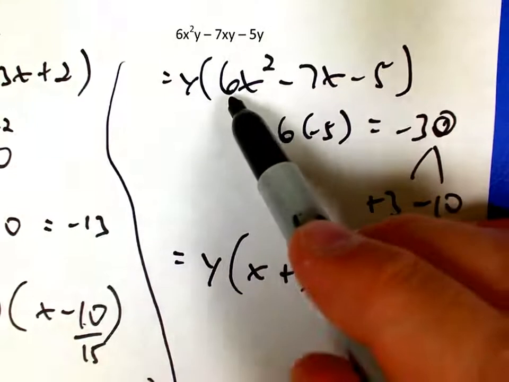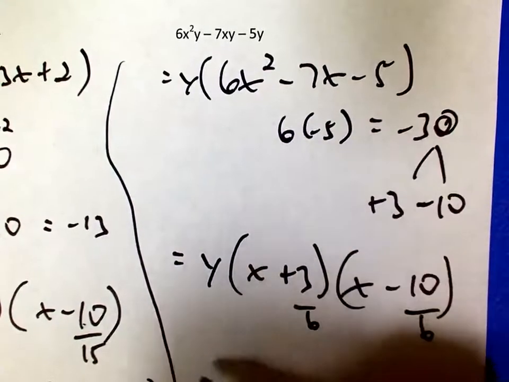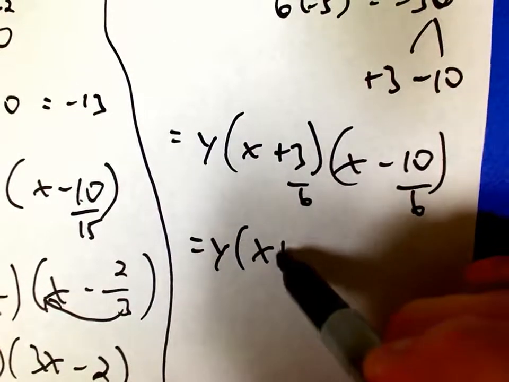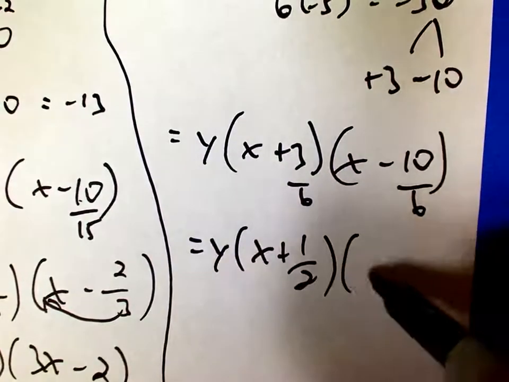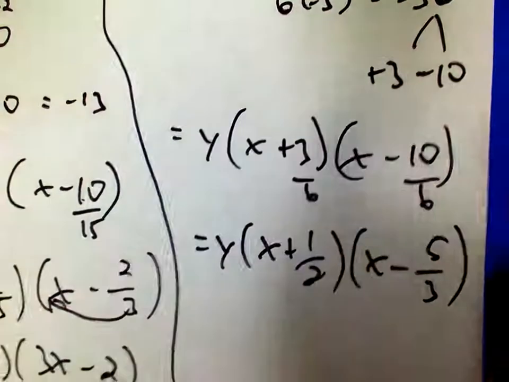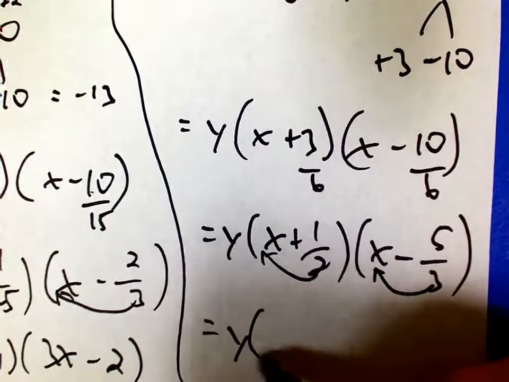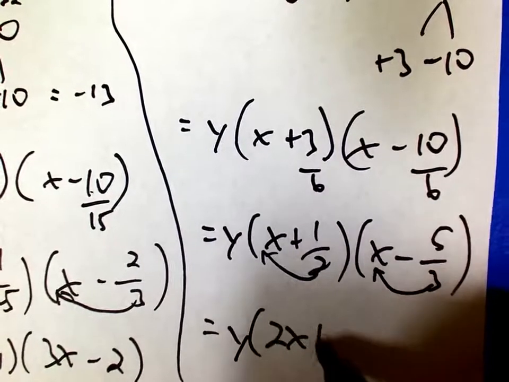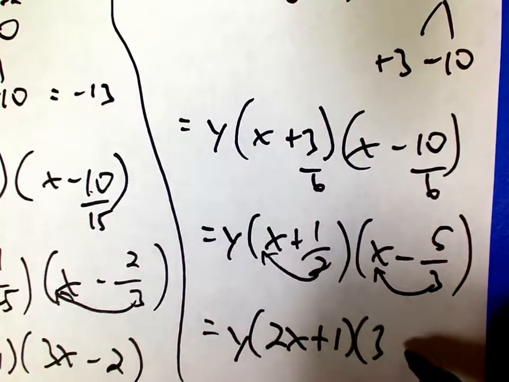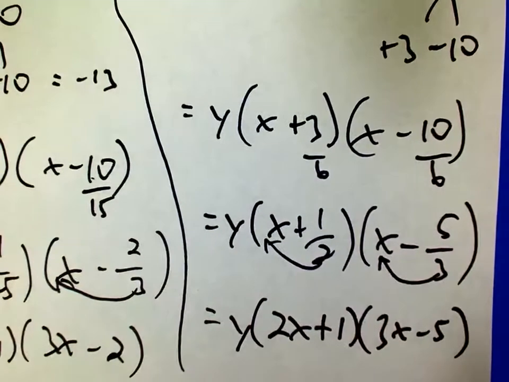Haven't used the 6 yet, so we're going to divide that by 6 and that by 6. Reduce and swing. 3/6 is the same as 1/2. 10/6 is the same as 5/3. Swing the 2, swing the 3, and we end up with y times the parentheses 2x plus 1, and then the parentheses 3x minus 5. We have just used the swing method.